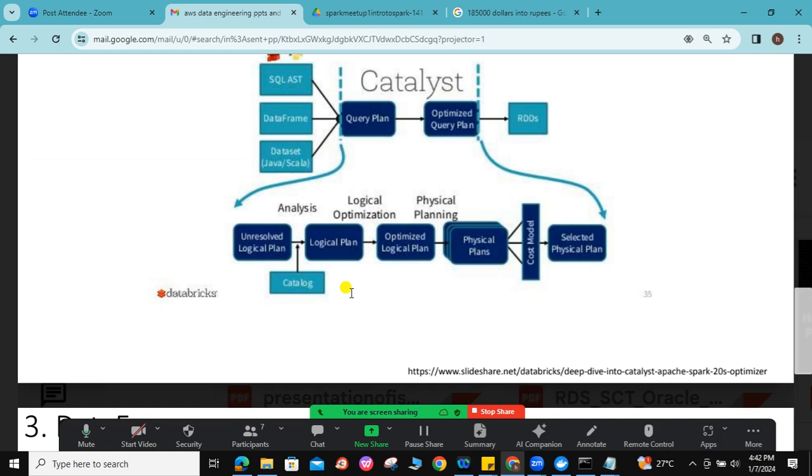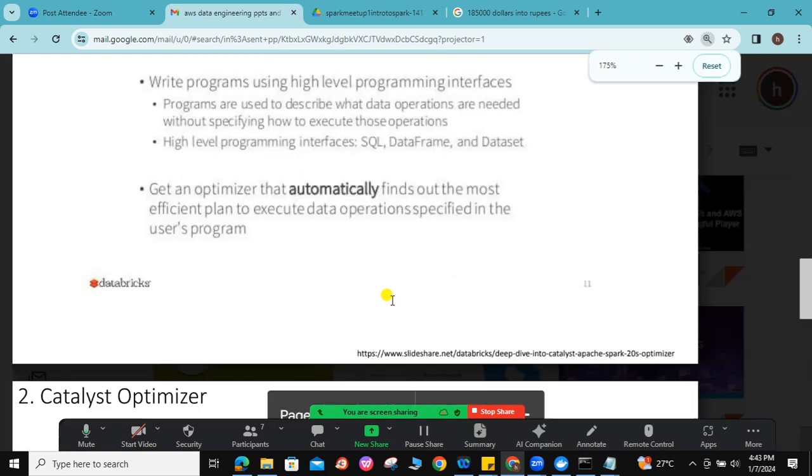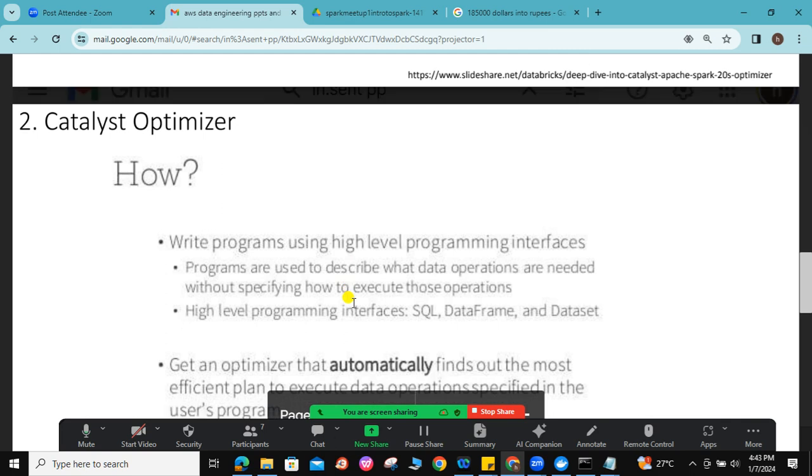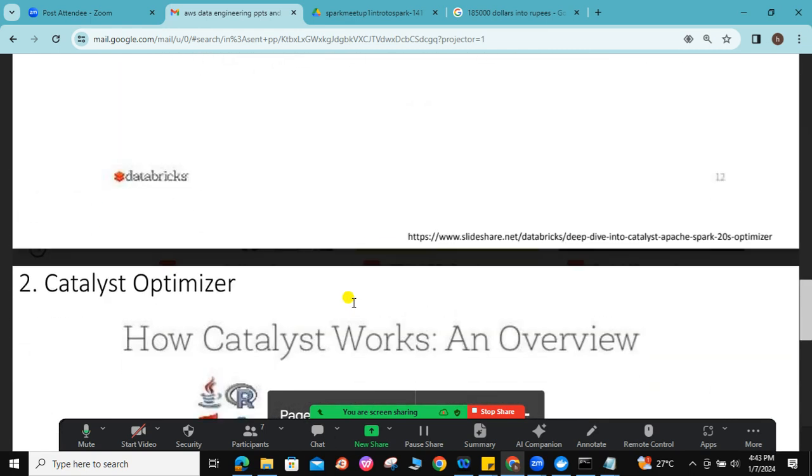It's not to do with your partitions. Partitioning and all, you have to give properly. Skewness and all will come if you don't give. It's about your coding. When your code is not properly optimized, your Spark will optimize itself. Your database will not do it. Okay, that's what is written here. I hope you understood what I was trying to say. That's the Catalyst Optimizer. It's a good interview question.